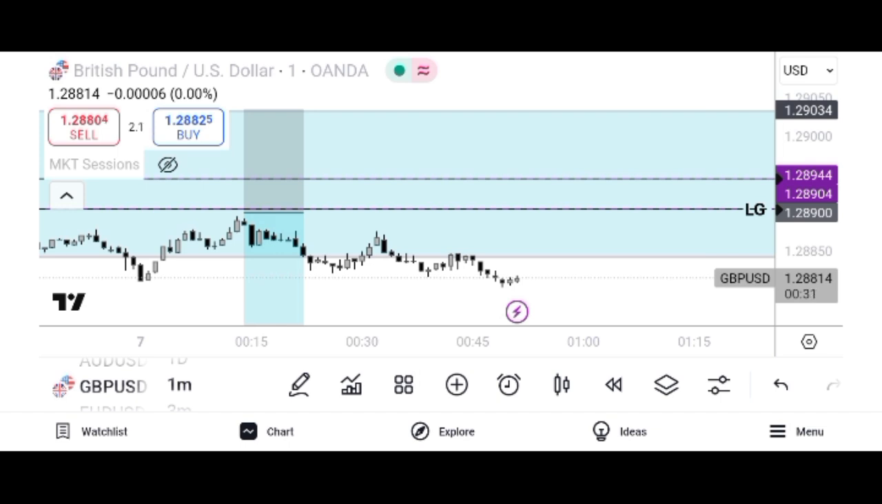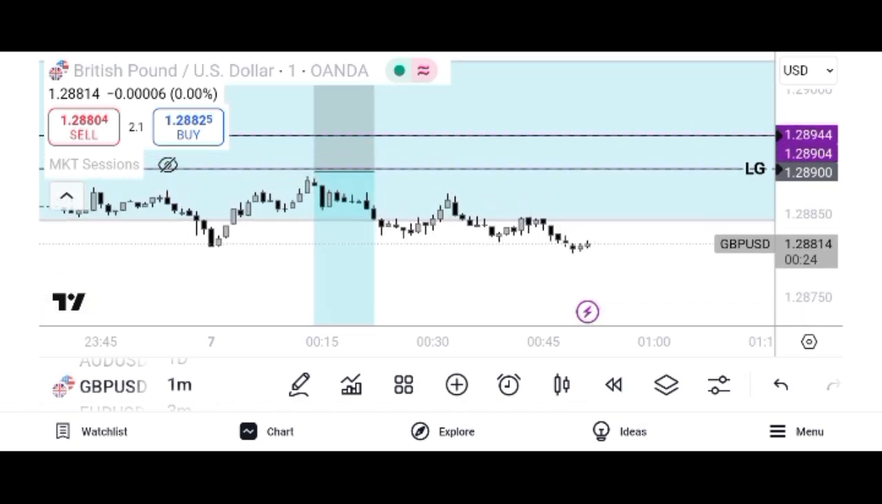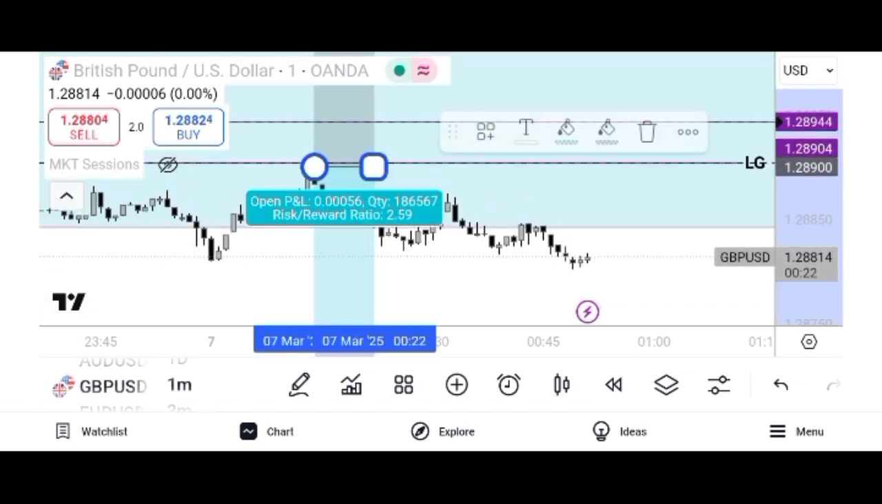Give me a trend change. After the trend change, I'm not waiting for the pullback, I'm getting into the trade. This is a high probability setup, very high. Up to now, price hasn't yet swept liquidity.